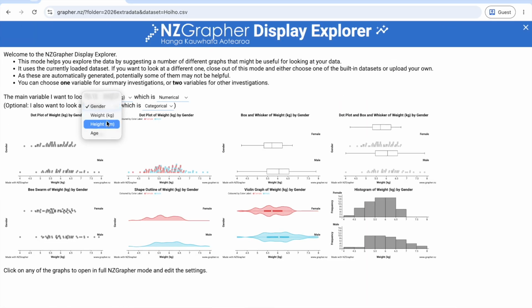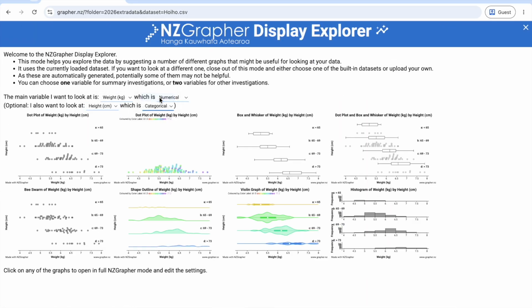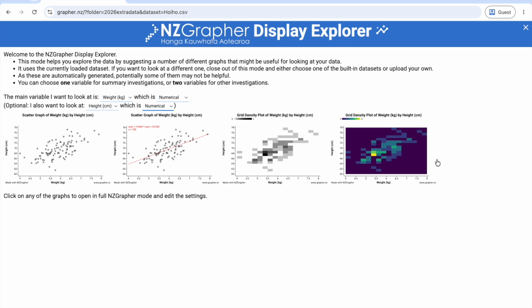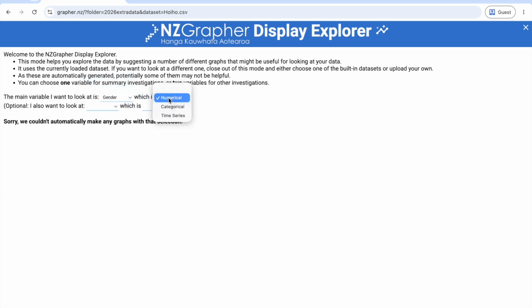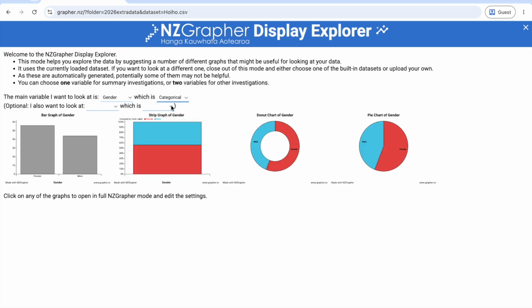And we can also have a look at height, for example, which is a numerical variable, and it shows us the different types of graphs there. Or if I come back and just look at the gender, which is a categorical variable, it gives me some different ways of displaying that categorical variable.